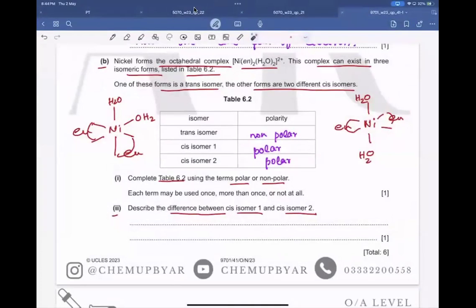Now, is it visible to you guys? Now look over here. In this, there are two water molecules which are exactly opposite, and the two en molecules which are exactly opposite. So these two sides have the same charge. And in the same way, these two sides have the same charge. So if it's partial negative on one side, it is also going to be partial negative on the other. So there would be no charge distribution and no pole. So that's why this is a trans which is going to be considered as non-polar. Is this clear now?